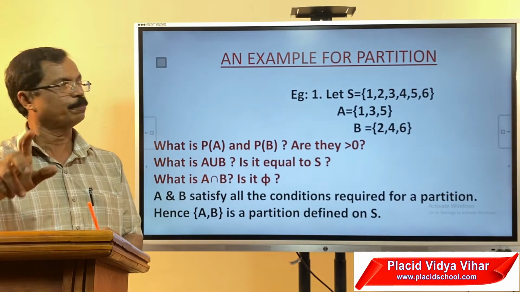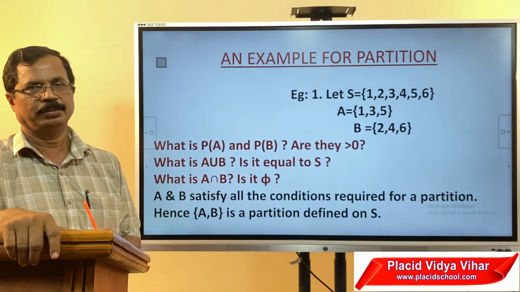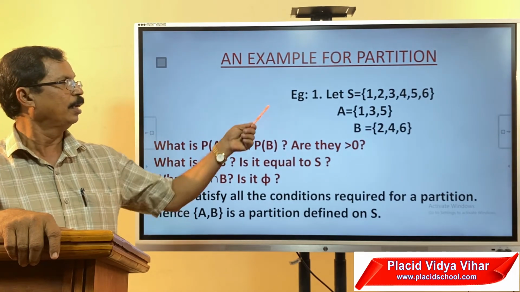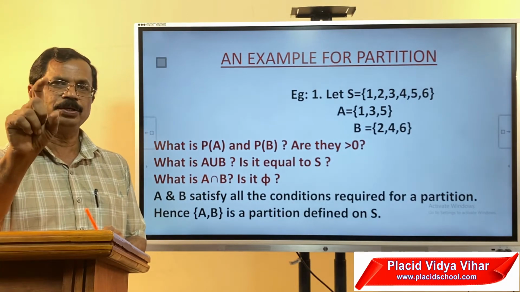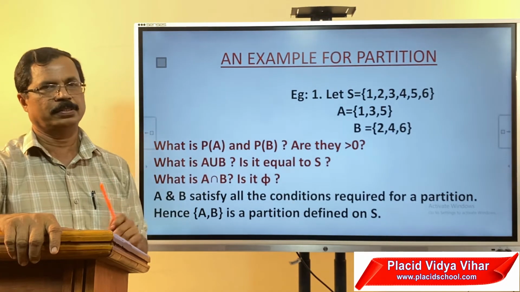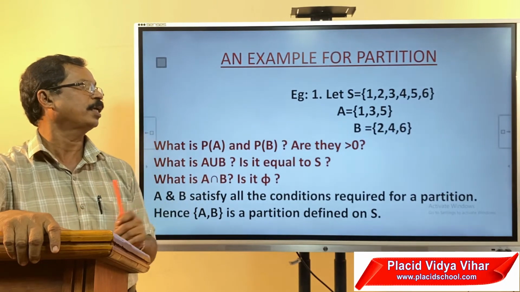You take the experiment of throwing a die. What is the sample space then? It is S is equal to the set {1, 2, 3, 4, 5, 6}. Now you define two events A and B on S. What is A? A is the set {1, 3, 5}.